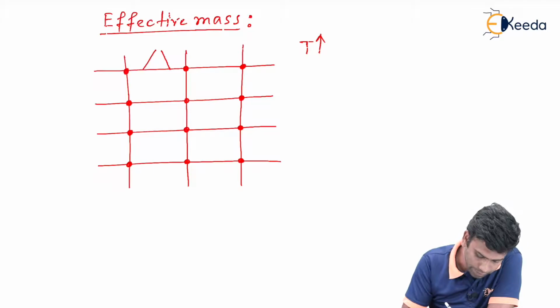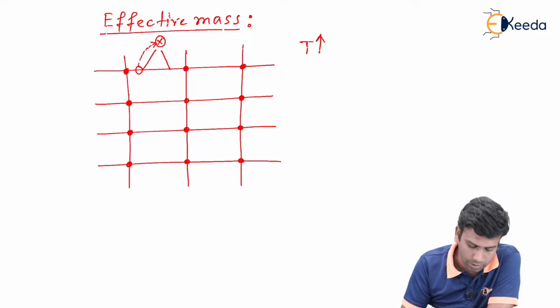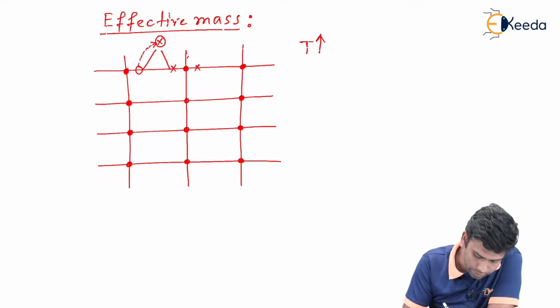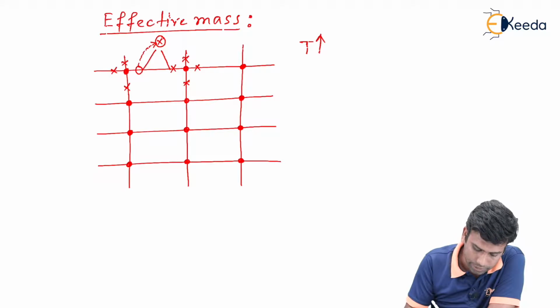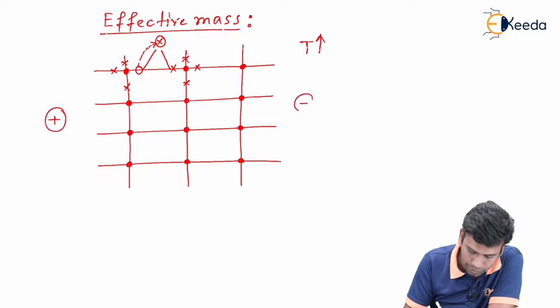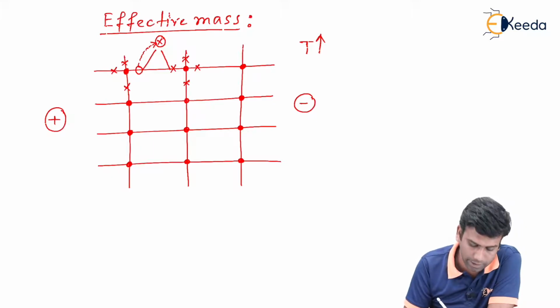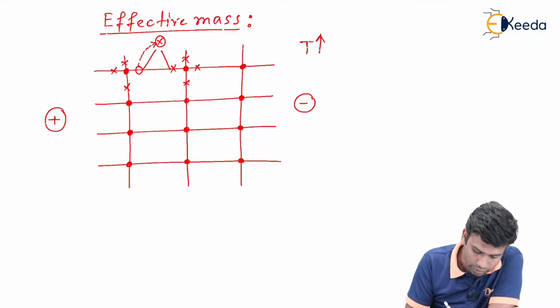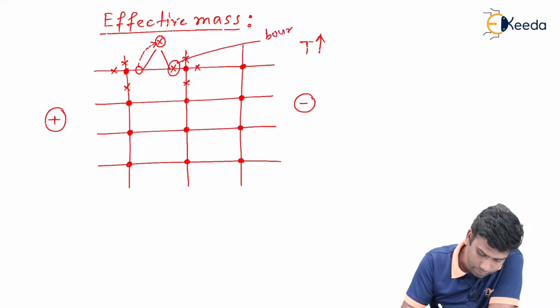So, there was an electron here and this electron has come outside this bond and become a free electron, and in the place of the electron, a hole has been created. Now, there is also an electron here. There are also some electrons here. Now, if I apply some potential across this semiconductor, suppose I have applied a positive potential here and negative potential here, then with the influence of this external electric field, this is the bound electron, and this is the free electron, and this is the hole.